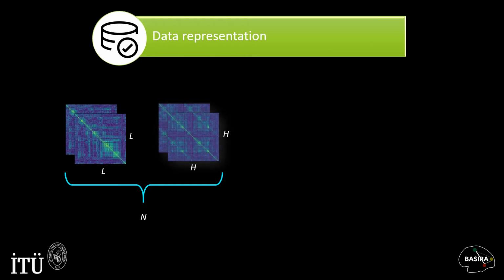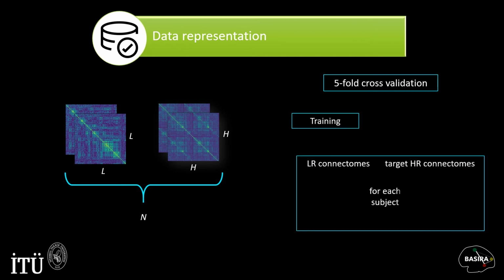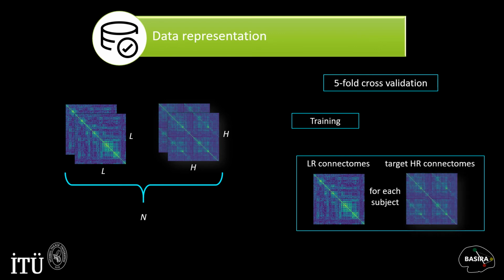For our dataset, we need in total n low-resolution adjacency matrices of dimensions L by L and n high-resolution adjacency matrices of dimensions H by H. To simulate the dataset, you can generate n random matrices of the specified dimensions. To evaluate our framework, we use a five-fold cross-validation strategy. In the training process, we feed low-resolution connectomes and the respective target high-resolution connectomes for all training subjects. The testing process evaluates the mean squared error between the ground truth high-resolution graph and predicted high-resolution graph for all testing subjects.